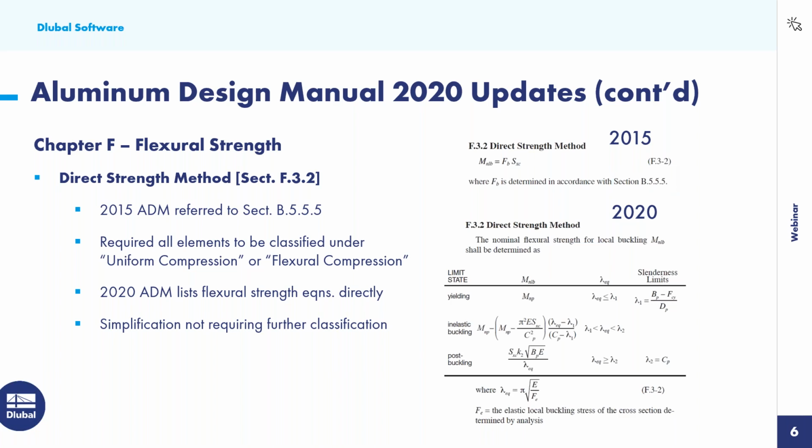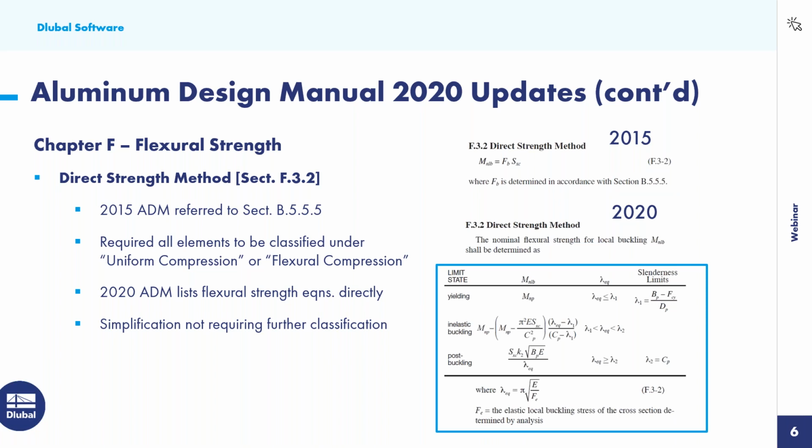Well, now with the 2020, you'll notice that all of these equations are listed directly within this section, F32. And although it looks more complicated, this is actually a huge simplification because we no longer have to go through each element and classify it as uniform compression or flexural compression, but rather the nominal flexural strength equations are given directly to us that we can apply to all elements. So simplification is shown here for that 2020.